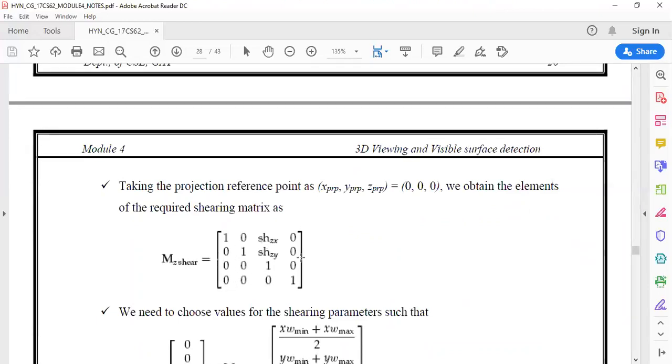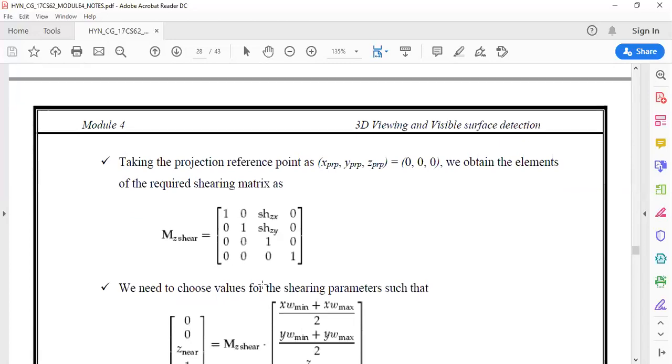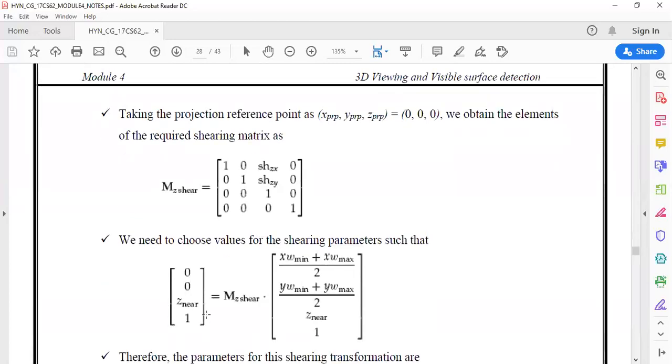For any three-dimensional transformations, we will have a 4x4 matrix. You have to remember that, because one for x, y, z, and then the homogeneous representation. We need to choose values for the shearing parameters in such a way that we get 0, 0, z near, 1, which is equal to the Z shear matrix multiplied with xw min plus xw max by 2, yw min plus yw max by 2, z near and 1.